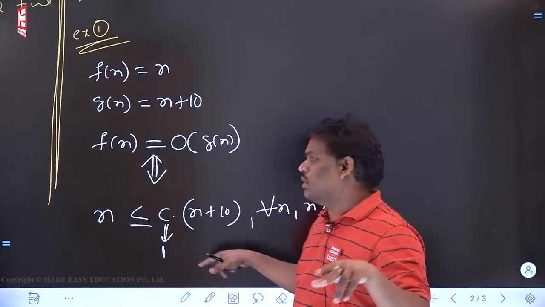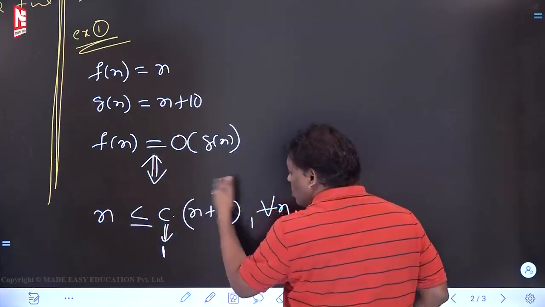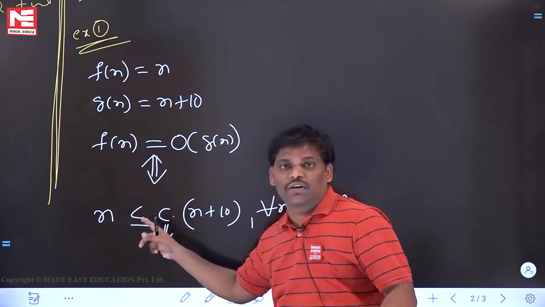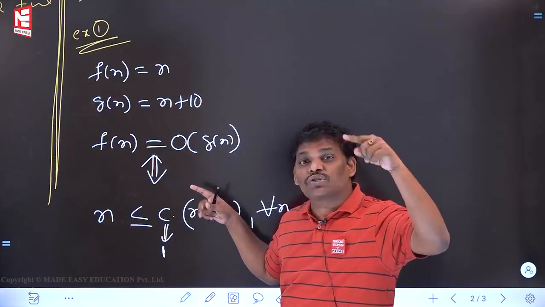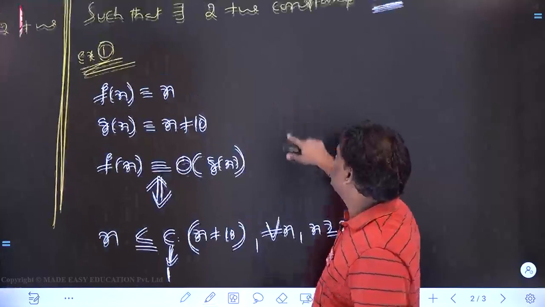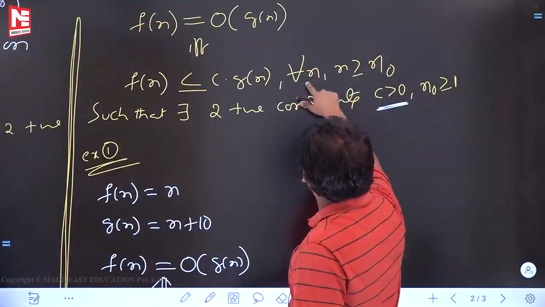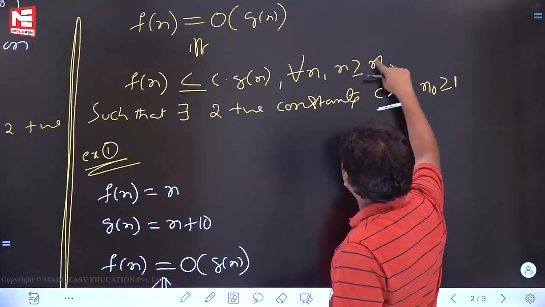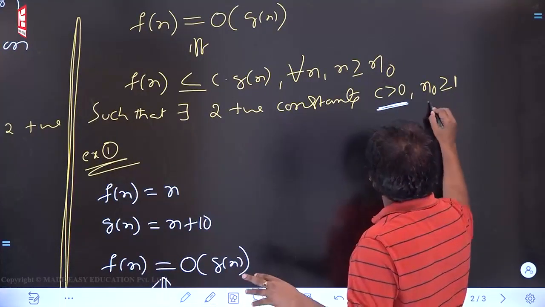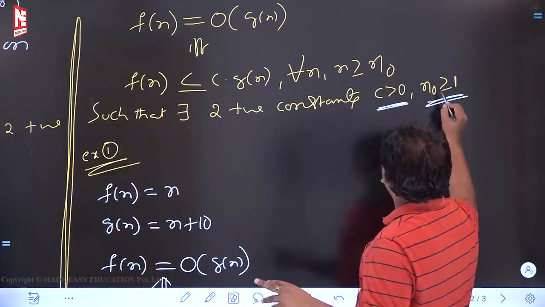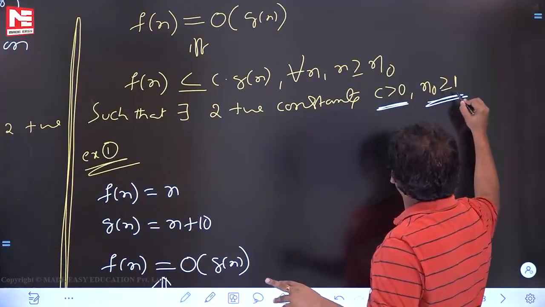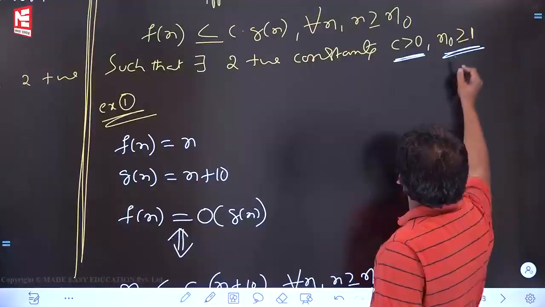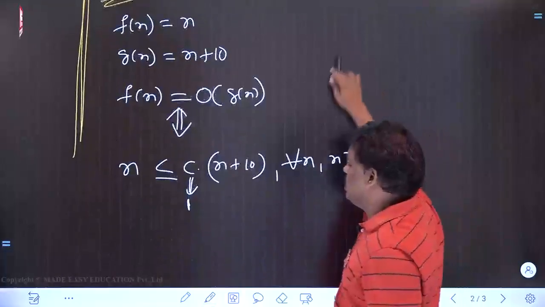And one more thing. Sir, left is n, right is n plus 10, it is already greater, it's okay. From which n value onwards do I have to start working? If you want, you can check. See this: for all n where n is greater than or equal to n0, where n0 is greater than or equal to 1. What is the meaning? The starting n value is n0, which is greater than or equal to 1. Minimum n0 is going to be 1. From 1 onwards you have to check. Let me check here.